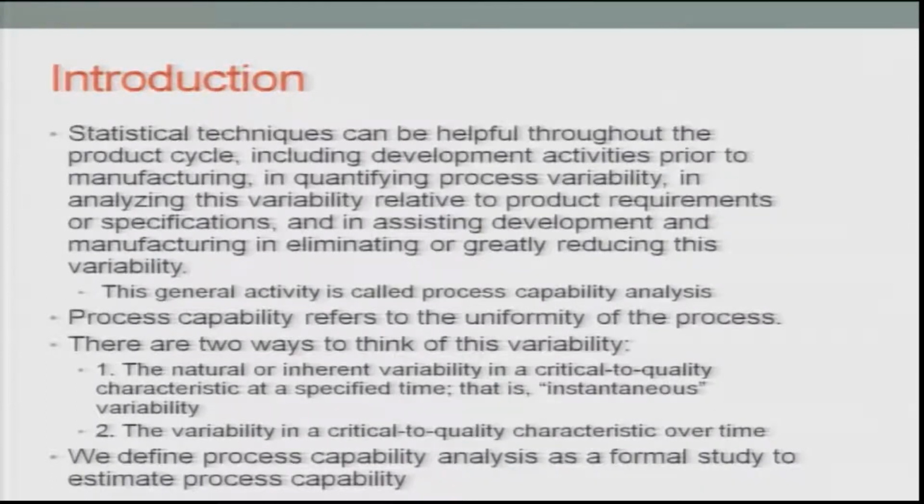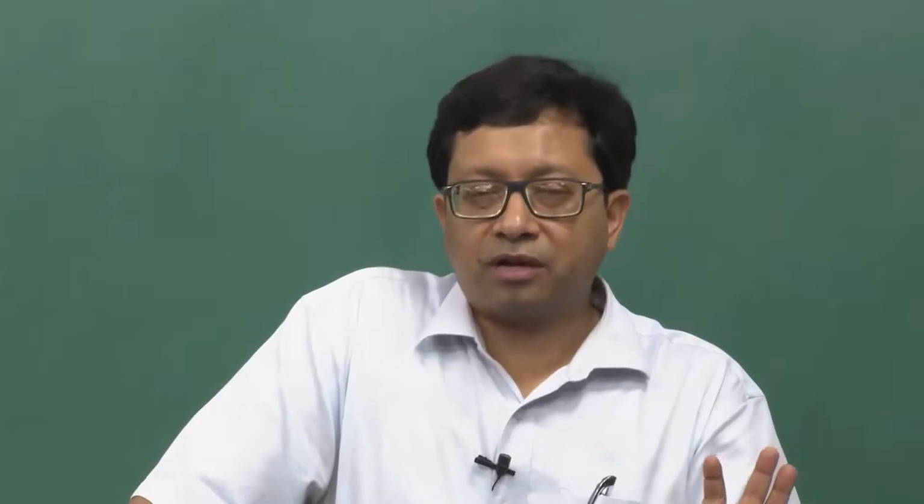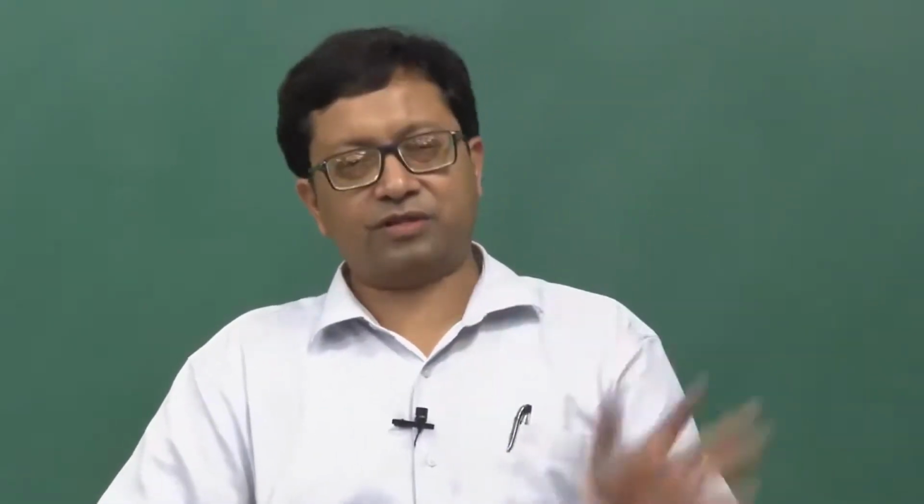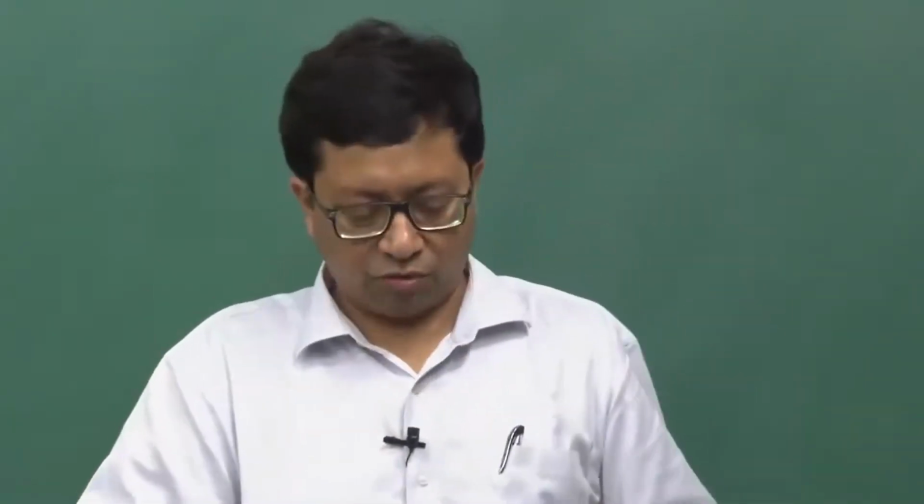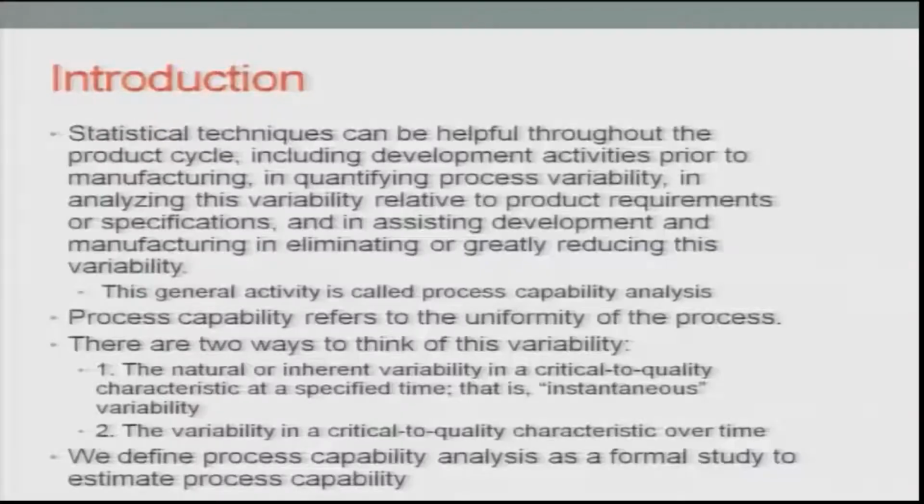it will be monitored. So, obviously, the information is coming out, whether the process is under control or out of control, we do not know. But obviously, the information is coming, and the team is trying to monitor it. So, the process capability refers to the uniformity of the process.